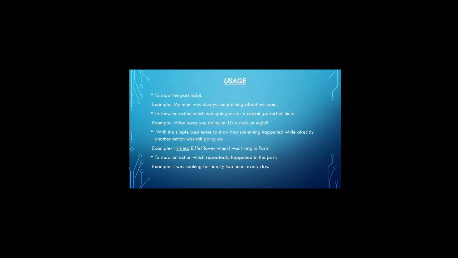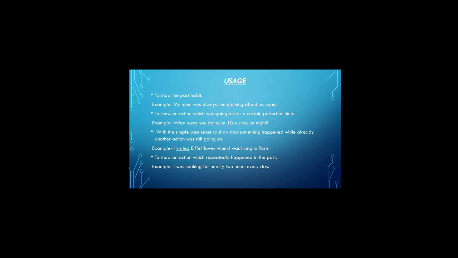Let's learn some usages of the past continuous tense. Number one, to show the past habit. For example, my mom was always complaining about my room. The past habit of the mom is indicated here in the example. Next, to show an action which was going on for a certain period of time in the past. For example, what were you doing at 10 o'clock at night?